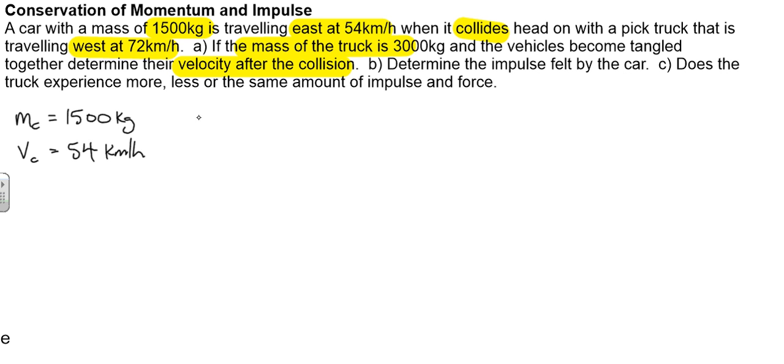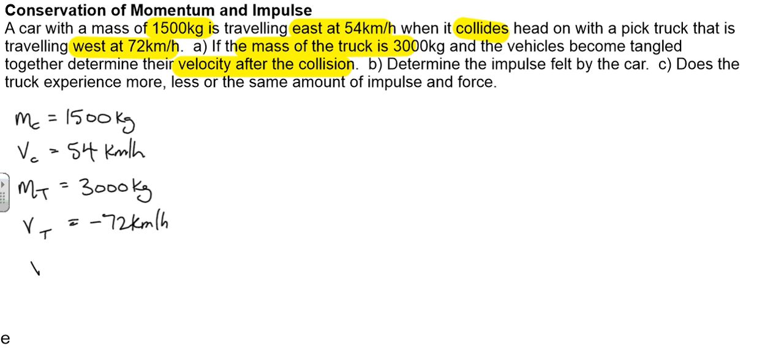Do I need to change these to meters per second? I don't in these because it's all tied together. When I do the impulse part, though, I do. But I'm going to do this question in kilometers per hour, and then I'll change it when I get my answers. Mass of the truck, so T for truck, is 3,000 kgs. And the velocity of the truck is 72 kilometers an hour. But remember that it's heading west, so it's a negative velocity.